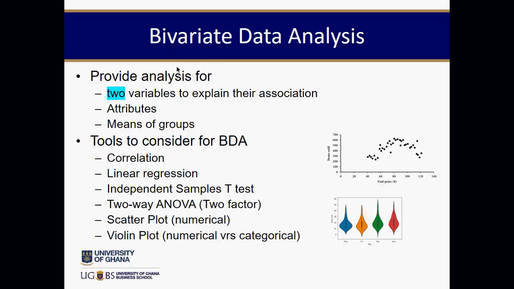Bivariate. Yes, bivariate. So this provides analysis for two variables. Keep this in mind, it can come in the exam. Two variables to explain the association between attributes and means of groups. Tools to consider for bivariate data analysis include correlation, linear regression, independent sample test, as we'll be doing in this video, two-way ANOVA, scatter plots, and the rest.